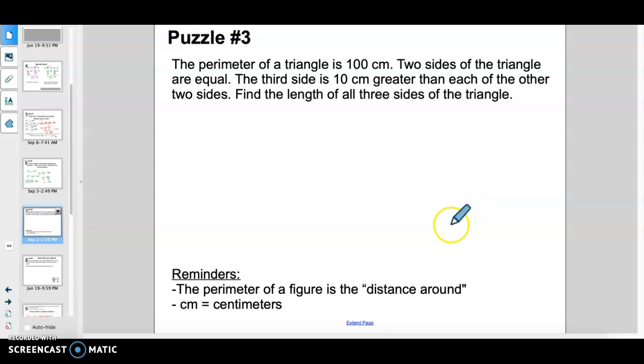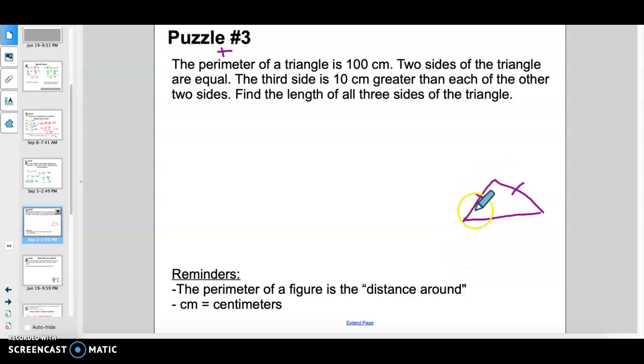So it says the perimeter of a triangle is 100 centimeters. So remember, a perimeter is you're adding up the outside of the shape. Two sides of the triangle are equal. So I'm going to immediately just start drawing a triangle. Actually, I'll finish reading it first. The third side is 10 centimeters greater than the other two sides. So I'm going to draw a triangle where one side is longer than the other two, but the other two are equal. So let's pretend those two sides are equal. And then this side is 10 centimeters greater than those two sides.